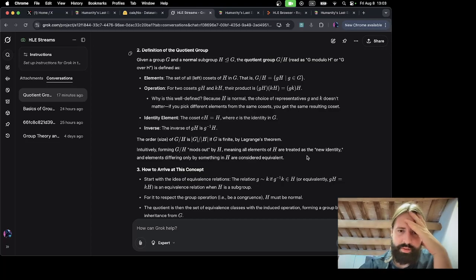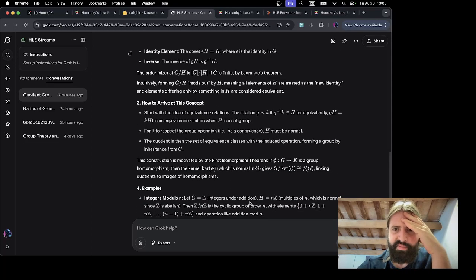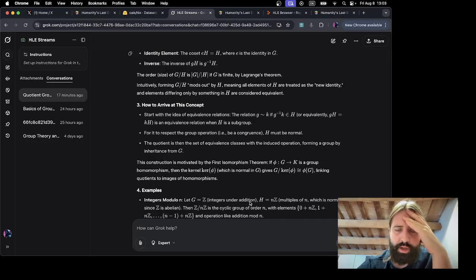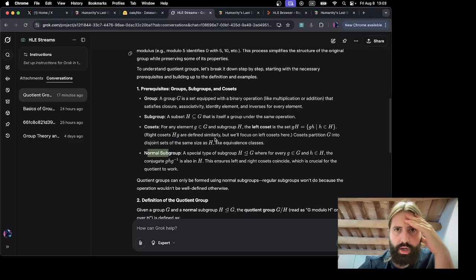So how do I approach this concept? Start with the idea of equivalence relationships. Yeah, it's the same. It's just modular, right? I don't think I need to understand the normal subgroup stuff for now in order to solve the problem. But it's just modular.